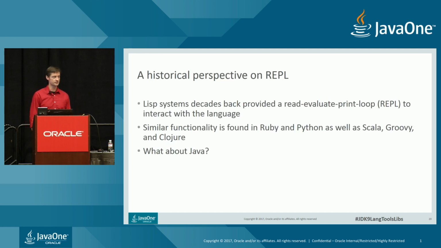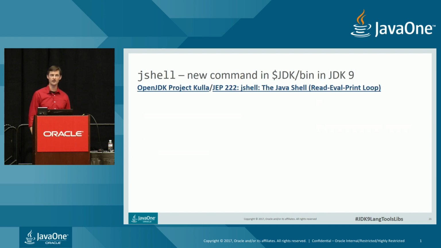Lisp systems have generally provided a read, evaluate, print loop as the primary way you interact with that system. So you type commands and the system evaluates it and it gets back to you. Similar functionality is found in Ruby and Python, and on the JVM ecosystem languages, also Scala, Groovy, and Clojure. So what about Java? Well, now in JDK 9, we also have a REPL, and the REPL is called JShell. I'll do a quick demo of that.